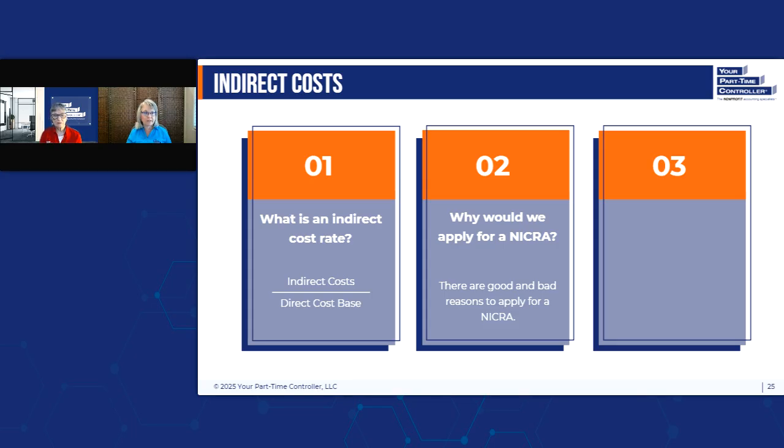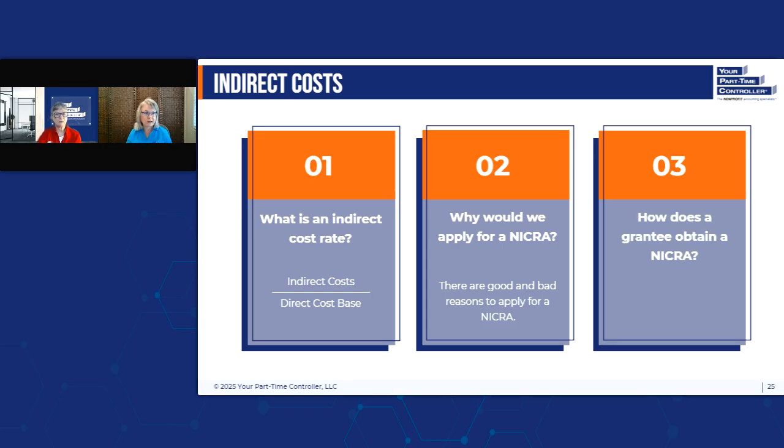And then there are bad reasons. Simply because someone on the board thinks the organization should have a NICRA, or to follow a trend, applying for a NICRA just because other similar organizations have one, without a clear understanding of its benefits or necessity for your specific situation. Additional points: some federal and state funders require a NICRA, as it allows them to quickly calculate the appropriate allocation of indirect costs. Having a NICRA can increase the chances of federal award approval and streamline the entire budget process.